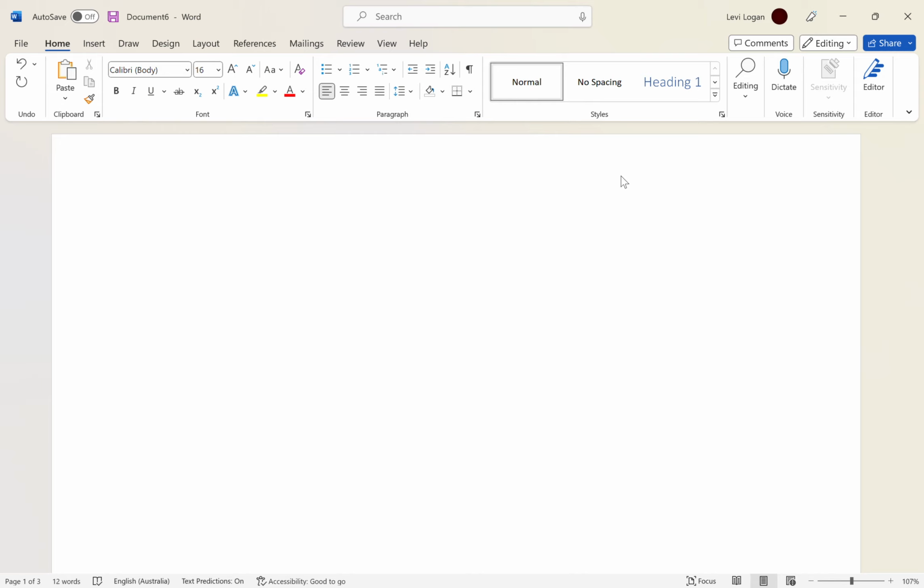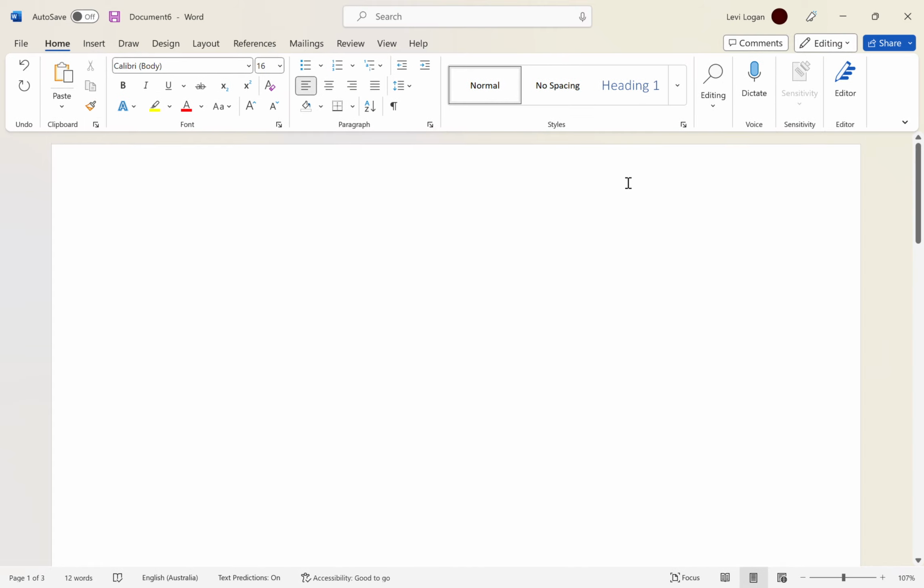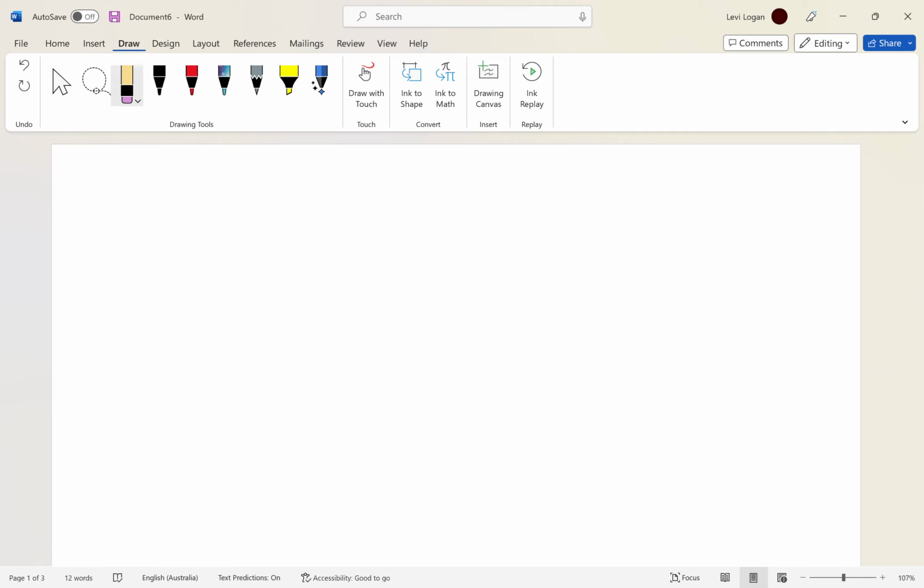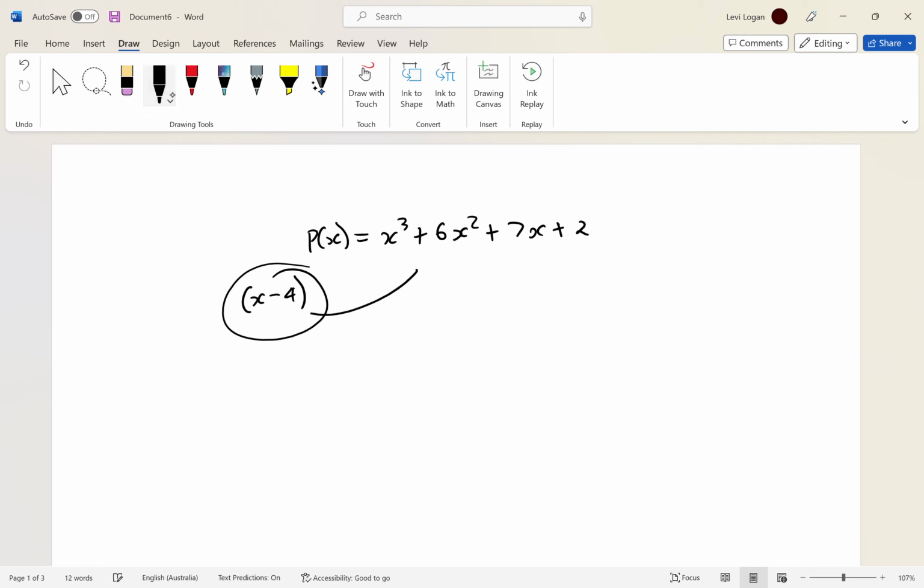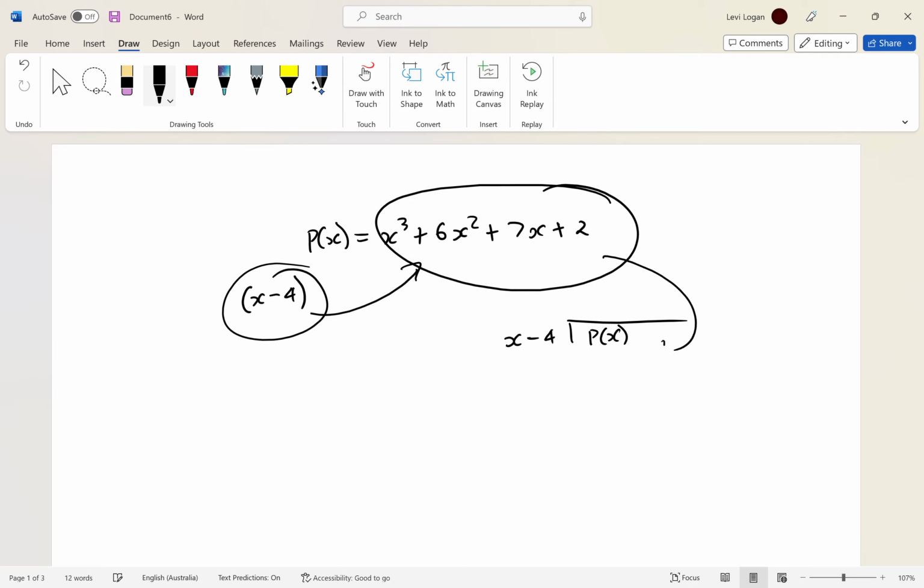So basically what this video is going to be about is, let's say we have p of x equals x cubed plus 6x squared plus 7x plus 2, and you had an algebraic expression, let's say x minus 4. And you wanted to find out what would happen if you divided this by that. So you want to see what would happen if you divided p of x by x minus 4. So this entire thing in there, okay?